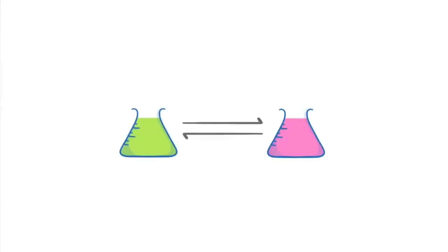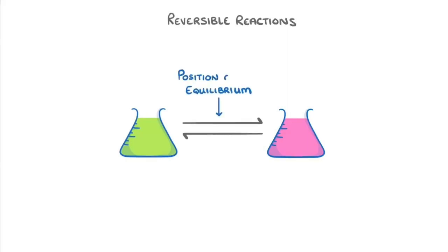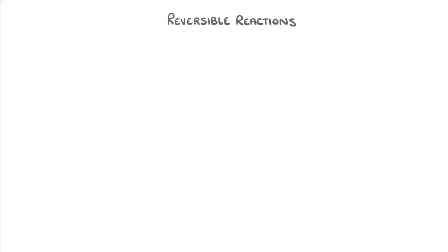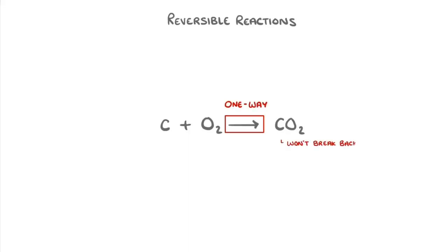In today's video, we're going to look at reversible reactions and see what we mean by the terms equilibrium and the position of equilibrium. Now, most chemical reactions look something like this, with the arrow in the middle pointing to the right to indicate that the reactants can turn into the products. This means that it's a one-way reaction. Once the carbon dioxide is formed, it won't break back down into carbon and oxygen.